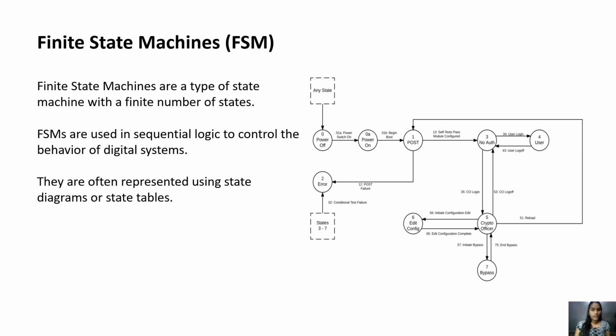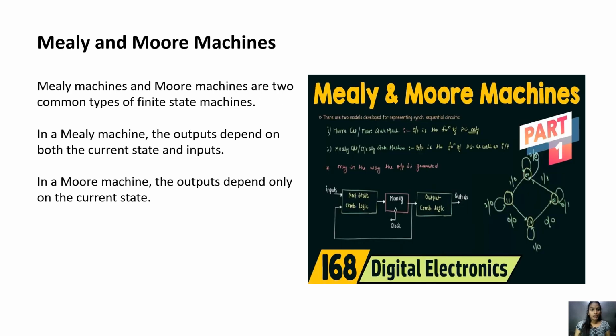Finite state machines (FSM). Finite state machines are a type of state machine with a finite number of states. FSMs are used in sequential logic to control the behavior of digital systems. They are often represented using state diagrams or state tables.